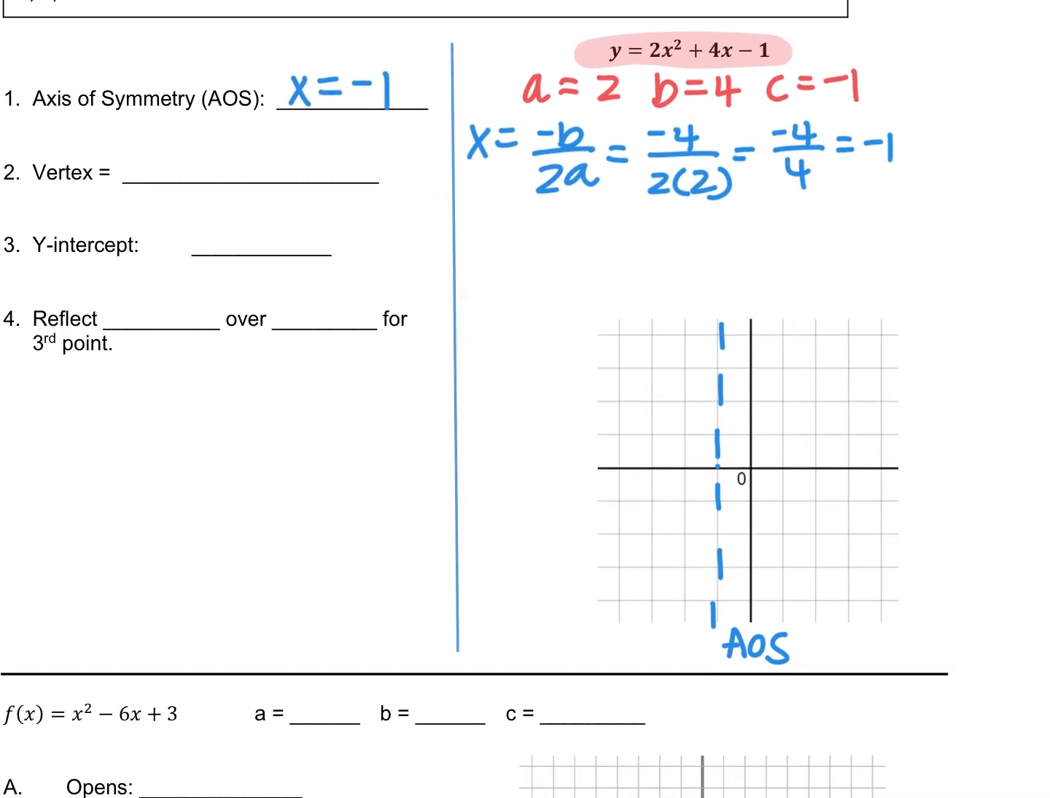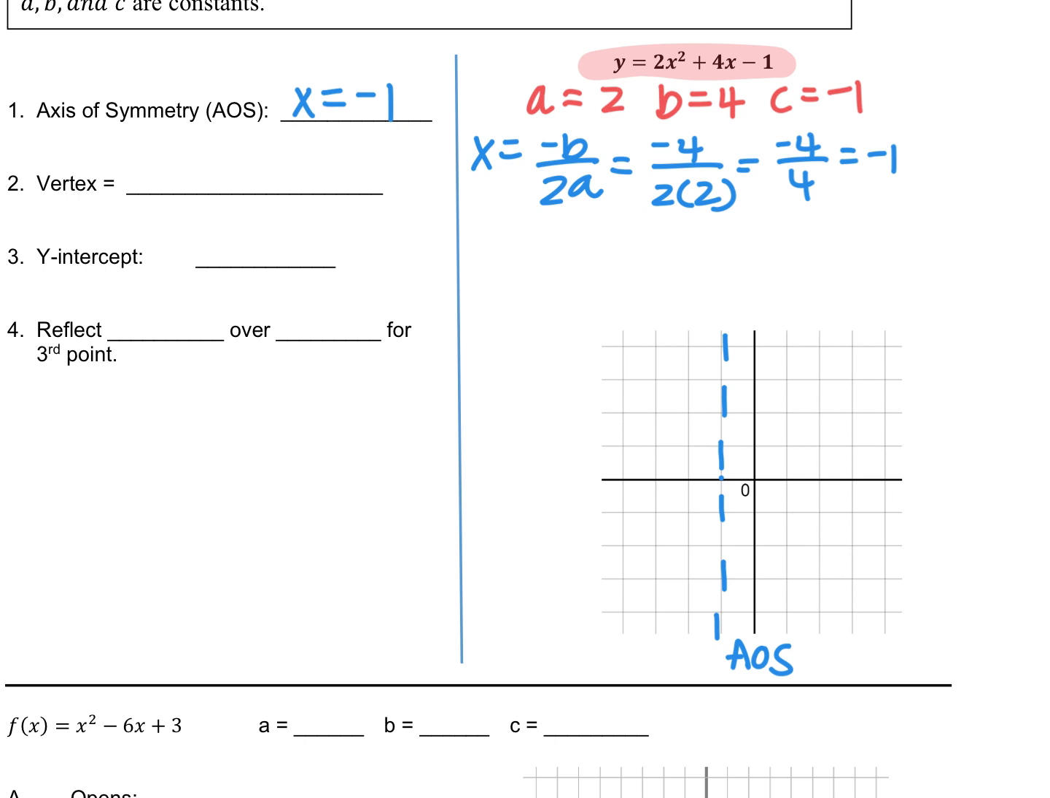My vertex is always on my axis of symmetry, right? Would you agree? The very bottom of the parabola is on the axis of symmetry. Yeah, it's going to be somewhere on this dashed line. I just don't know where. Meaning I know where the x value is, but I don't know where the y value is. I don't know how high or how low it is. Does that make sense?